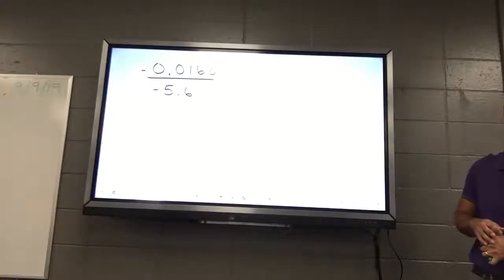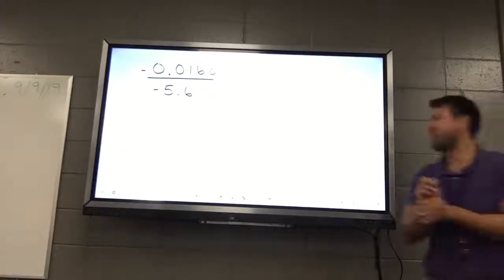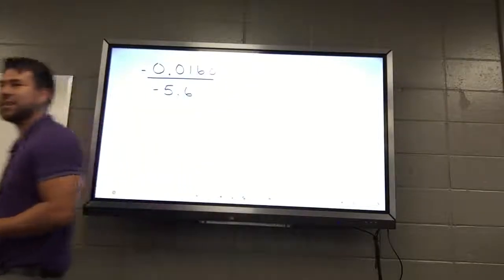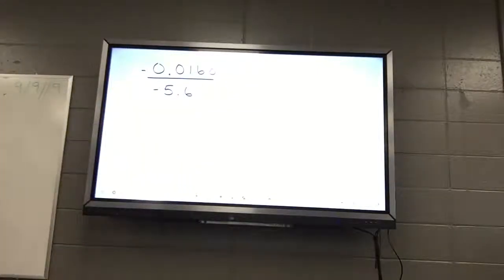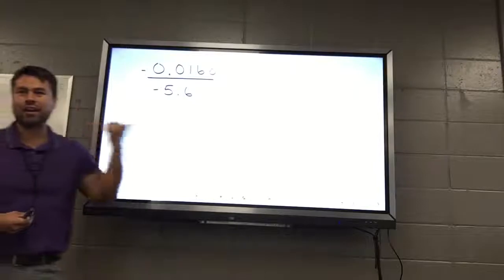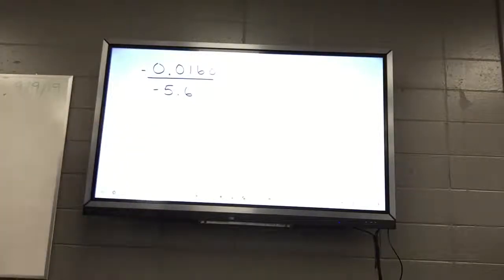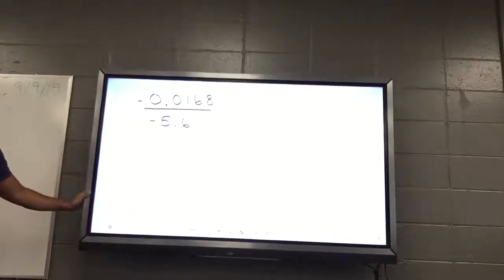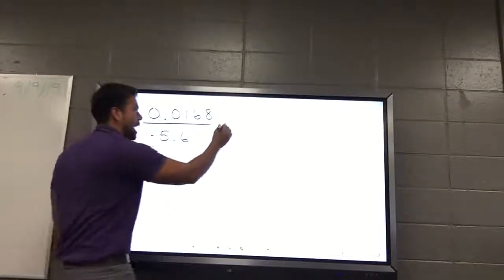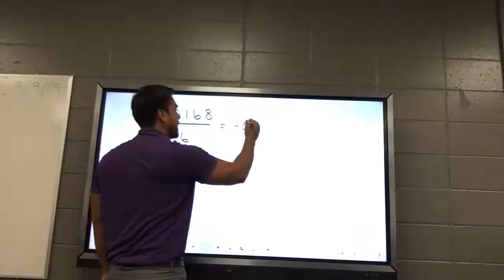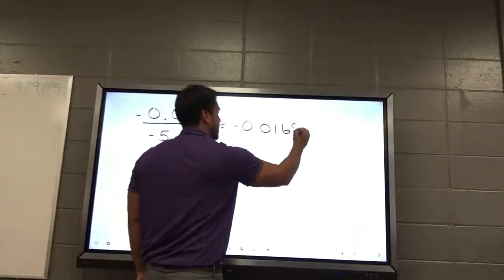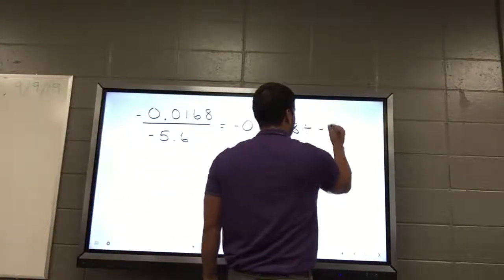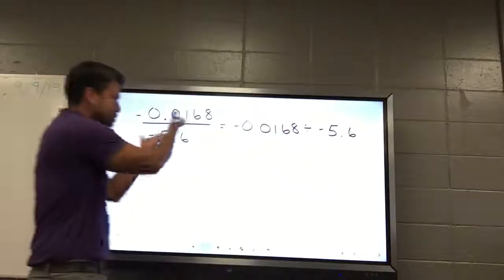How about this one? This just means dividing. It looks up here like a messed up fraction. Today's lesson is dividing. A fraction means dividing, so you have to divide this problem. It's negative 0.0168 divided by negative 5.6. That's the problem.